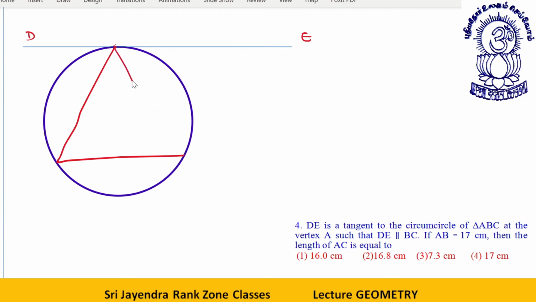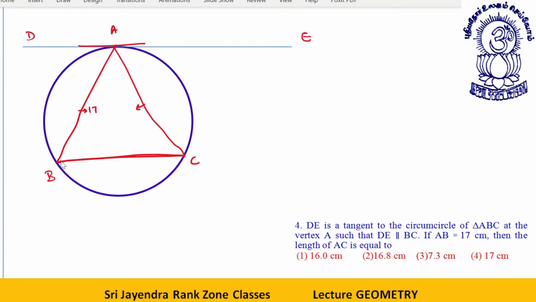Now, dear students, it is a very good concept over here. This is A, this is B, this is C, such that DE is parallel to BC. Both these lines are parallel. What will happen? AB is equal to 17. This line is equal to 17. Then you have to tell the length of AC. It appears to be very strange. We are given only one length. How will we determine the other? No formula, nothing. Simple logic.